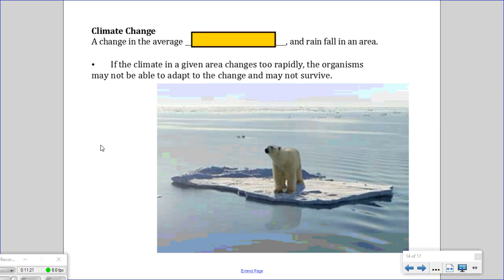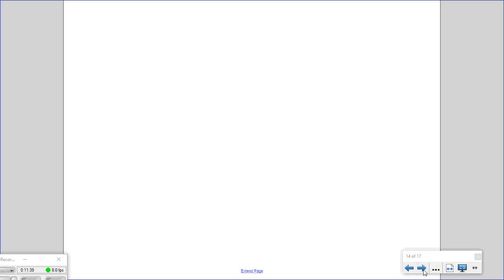Climate change also affects biodiversity, and by climate change, we talk about a change in the average temperature and rainfall in an area, and this is a change over time. If the climate in a given area changes too rapidly, the organisms may not be able to adapt to the change and may not survive. And so that is the end of this slideshow for biodiversity.